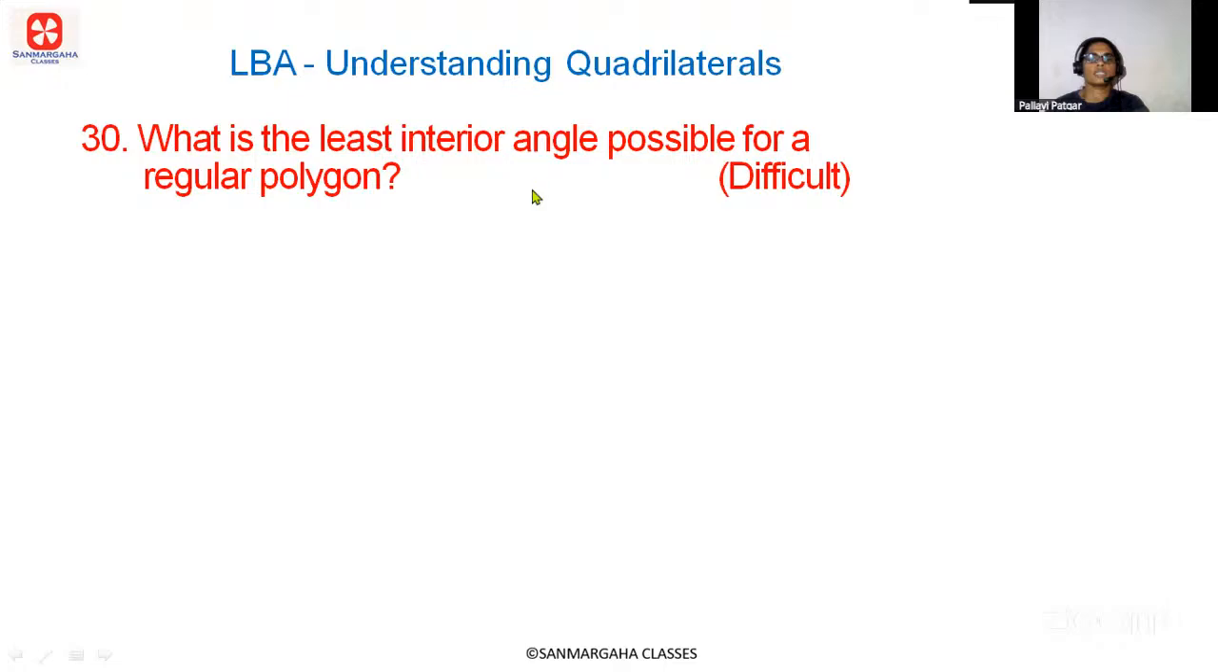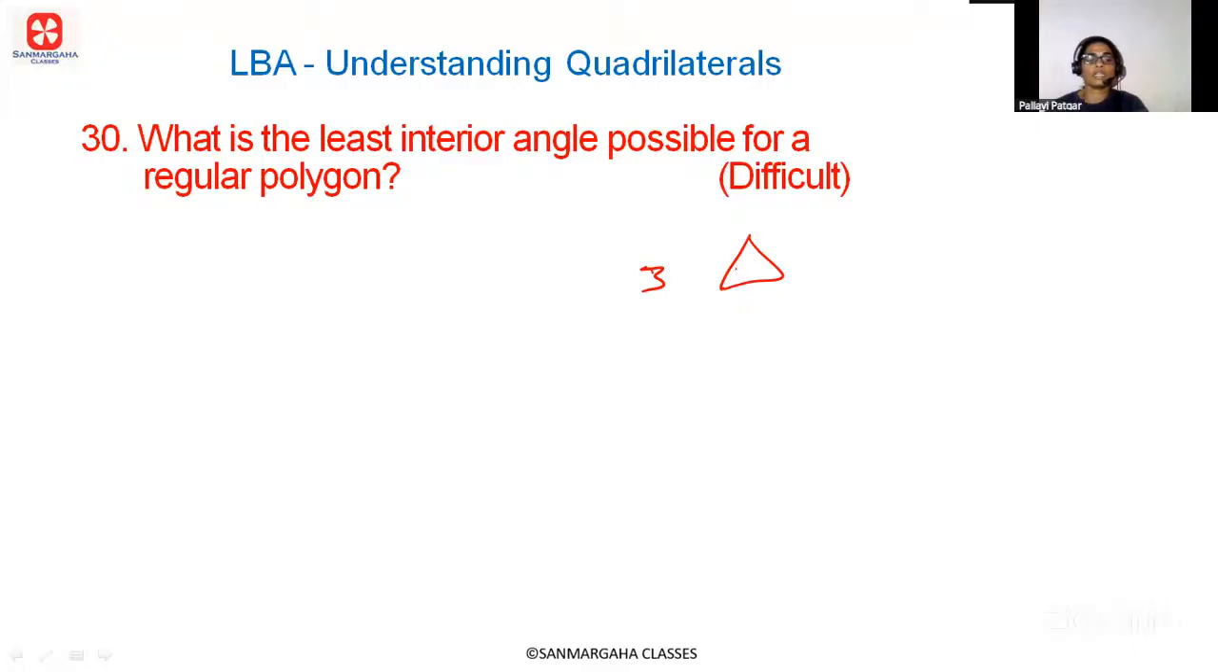Understanding quadrilaterals. In this chapter, look at the question number 30. What is the least interior angle possible for a regular polygon? Okay, so here a polygon must have at least 3 sides to enclose a space. Minimum 3 sides are needed. So therefore, the polygon with the fewest number of sides is a triangle.